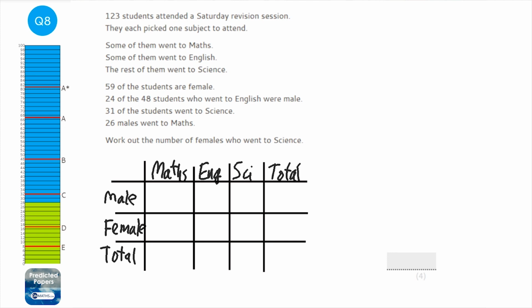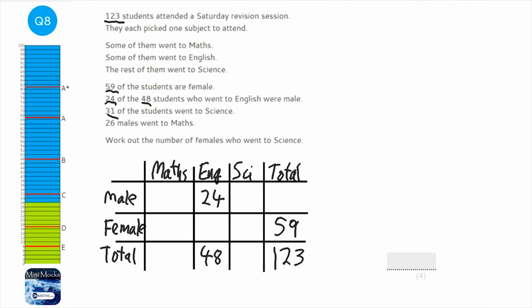Okay, 123 students attended the session, so the total of the totals is 123. They picked one subject. Some of them went to maths, right? Okay, so 59 of the students are female, so the total females is 59. Okay, 24 of the 48 students who went to English are male, so the total for English is 48. And 24 of them were male.